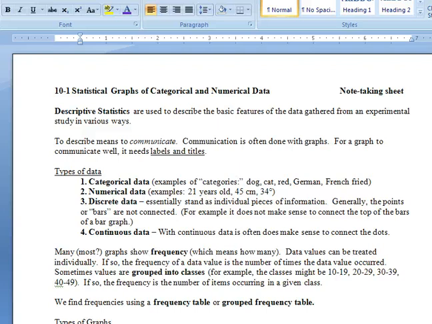First of all, let's go over the types of data. Categorical data is categories like dog, cat, French, German. Numerical data is exactly that, numbers, angle measures, heights, weights. Discrete data are individual pieces of information, and generally the bars and dots are not connected. Continuous data, it would make sense to connect the dots because we have the decimal values in between.